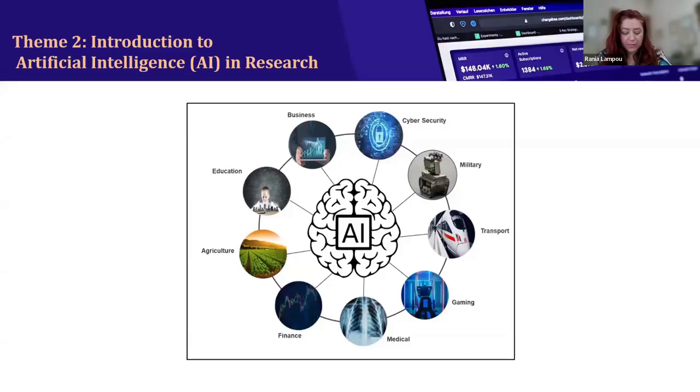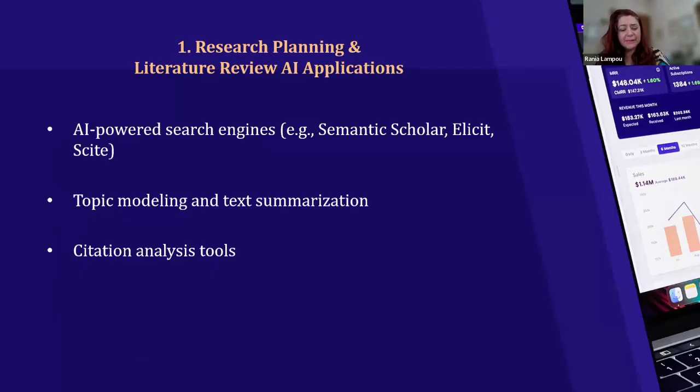And now, how artificial intelligence is applied in the research process and in particular in quantitative research. Already, we have AI-powered search engines which help researchers find relevant academic articles quickly. With topic modeling and text summarization, we can automatically extract the key themes from hundreds of papers, and with citation analysis tools we can map all the influential papers and all the gaps that exist in research.